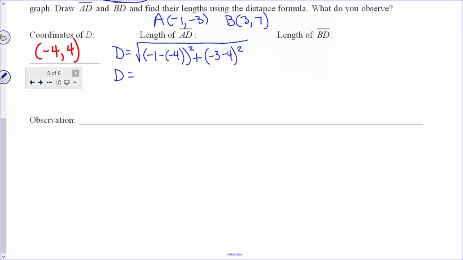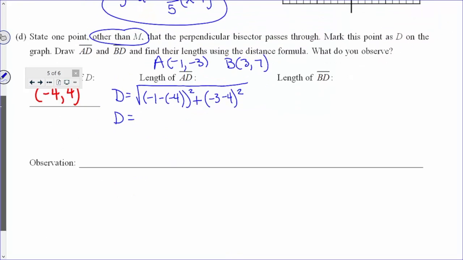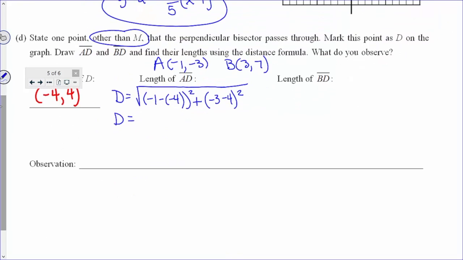Let me extend my page a little bit so I have an easier time writing. Negative 1 minus negative 4. Be careful, right? That's going to be a positive 3 squared. Negative 3 minus 4 is negative 7 squared. All right, 3 squared is 9. Negative 7 squared is 49. And I get the distance is the square root of 58.